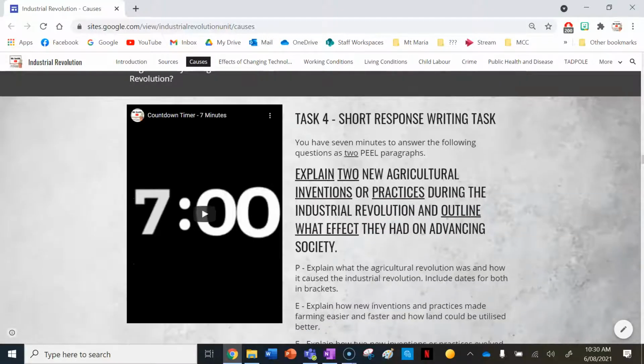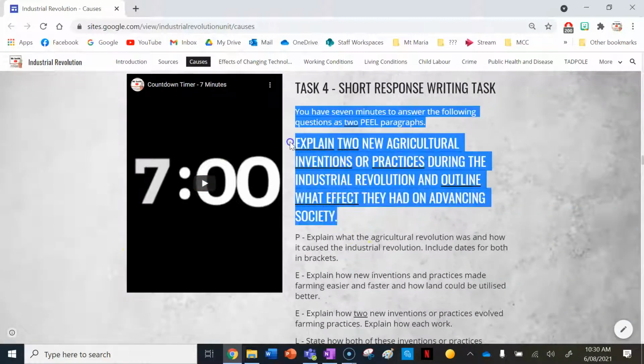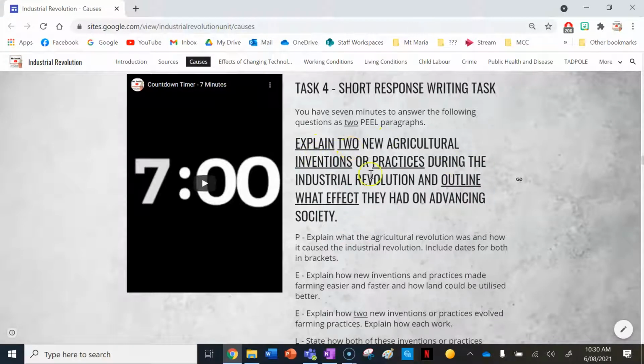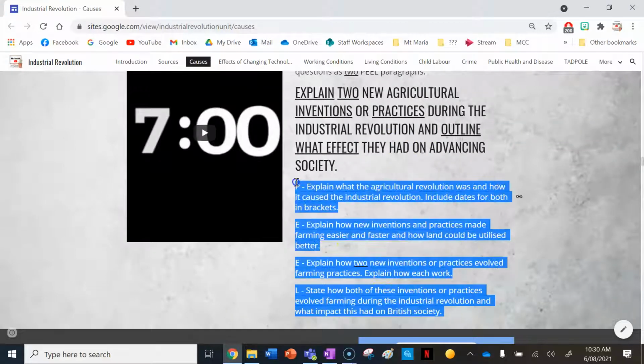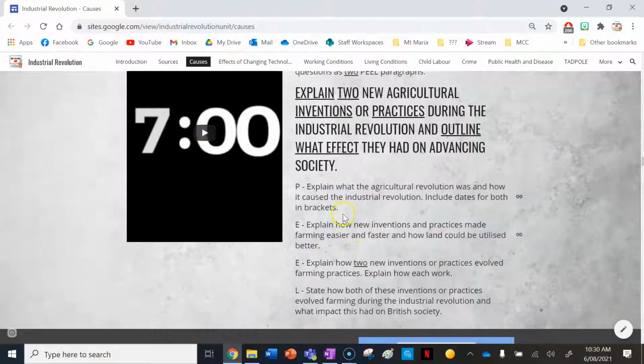Your last task, guys, for this lesson is to write a PEEL paragraph answering this question here. So explain 2 new agricultural inventions or practices during the Industrial Revolution and outline what effect they had on an advancing society. So I've given you a little bit of a structure here. If you're learning along at home or in the classroom, time yourself. You've got 7 minutes to write it. And this is your structure here.